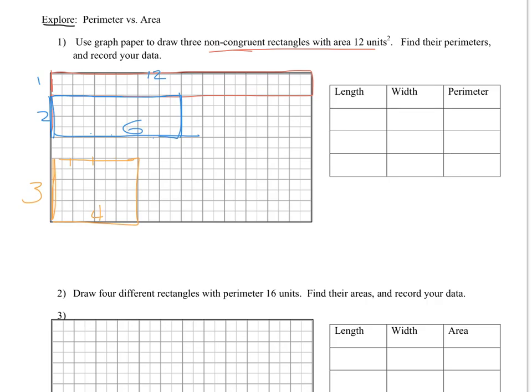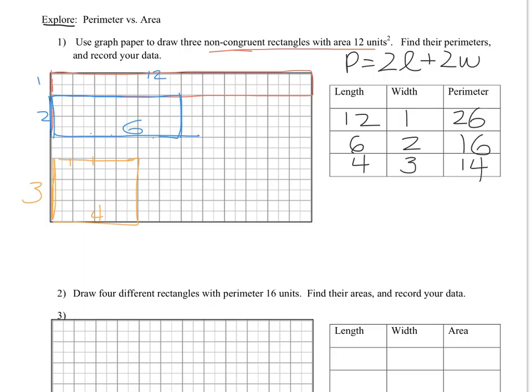So in the first one, it's 12 by 1. So the perimeter, again, we've got to go 2 times the length plus 2 times the width. So that would be 24 plus 2, or 26. For the next one, the length is 6, the width is 2. So the perimeter would be 12 plus 4, or 16. And the third one, the length is 4, the width is 3. It's going to be 8 plus 6, or 14.